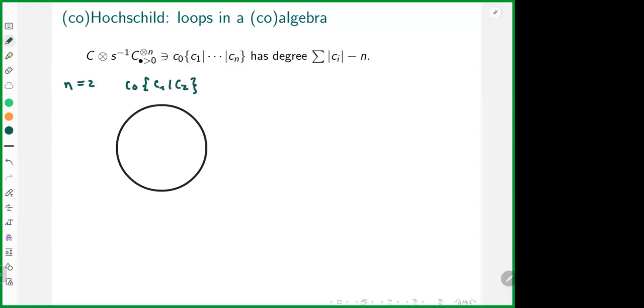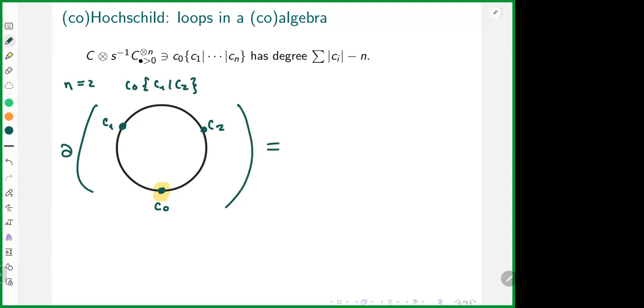So we'll have an element like that. Well, I'm going to think of this as arranging my coalgebra elements in a circle, C0, C1, and C2, and one of them is special. So that's why I'm thinking about this thing. So an element in the coaxial complex, in my head, looks like this. And what does the differential do here?